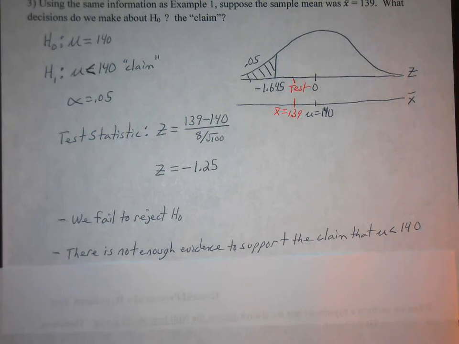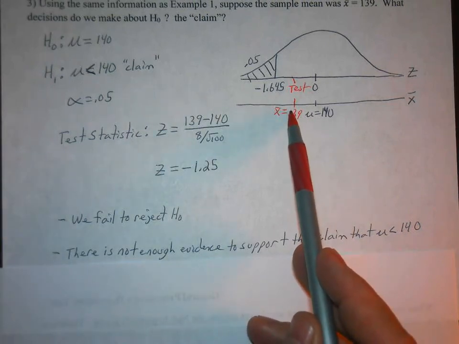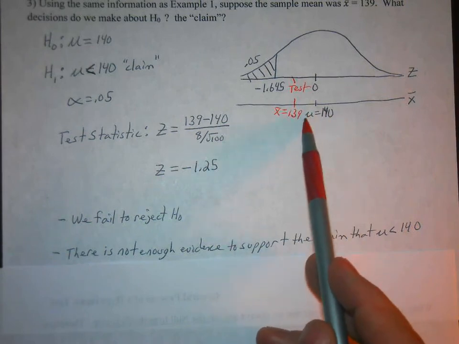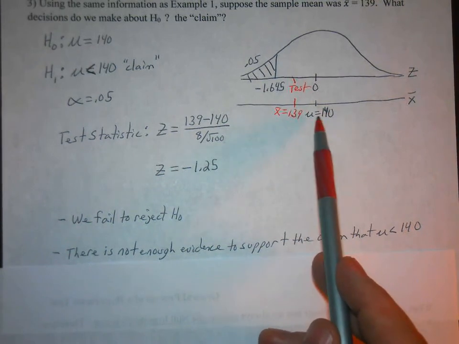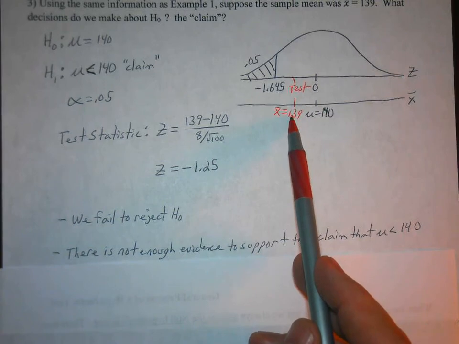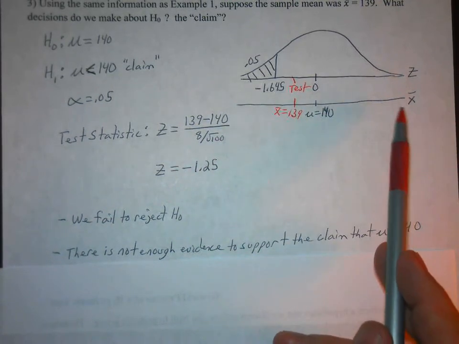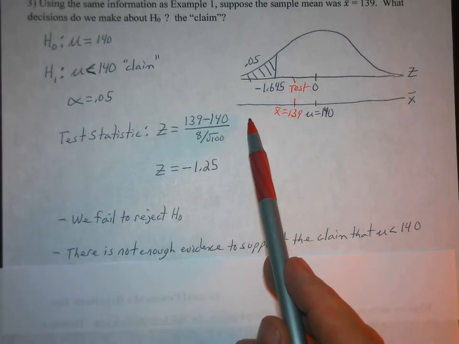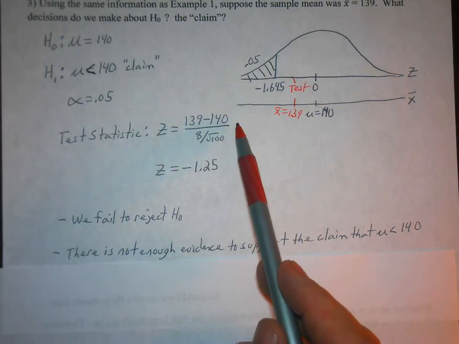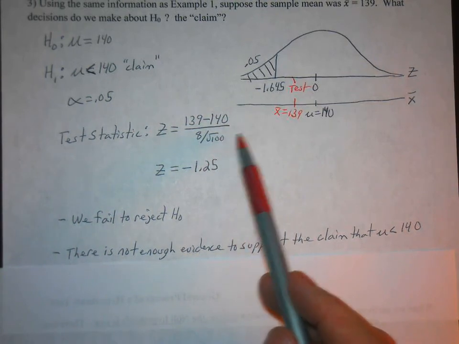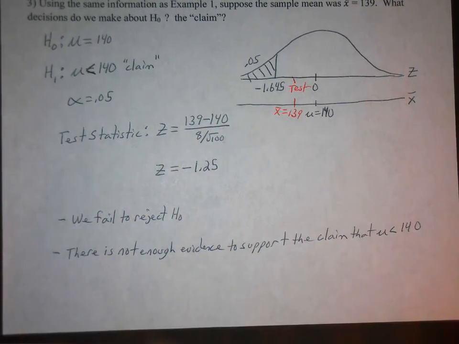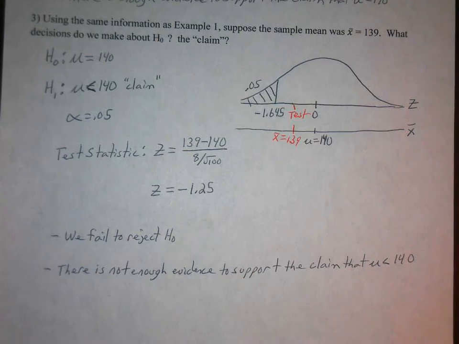Essentially, what that's saying is the 139 was close enough to 140. If that population mean really was 140, it is not too unusual to get a sample mean of 139, based on the sample size and the variation in that X-bar distribution. But 138 was unusual, and 132 was way too unusual if the mean really was 140. Okay, so that's the general concept of hypothesis tests.